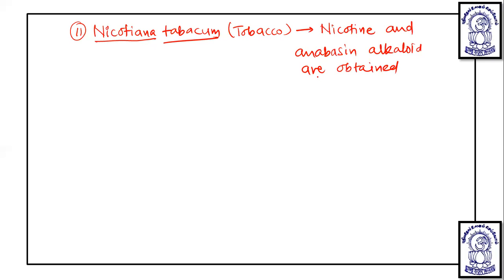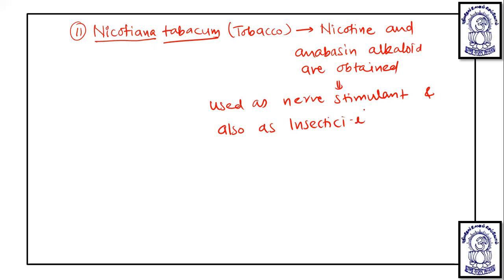And this is used as a nerve stimulant and also as an insecticide. So they are also used as insecticide as well. Okay. Apart from this, the third example of a medicinal plant is ashwagandha.